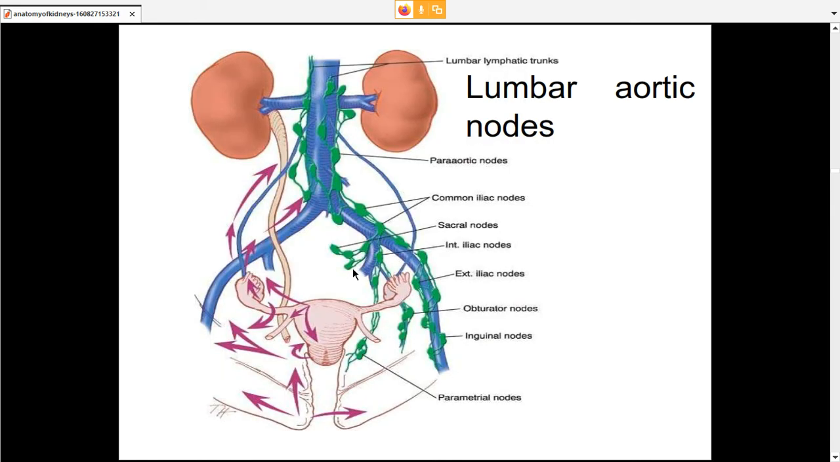Here you can identify the lumbar aortic group of the lymph nodes. If any infection is present surrounding the kidney, we can identify the enlargement of these lymph nodes. If they swell, it says that some infection is present in that particular region.